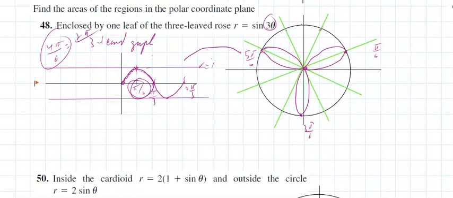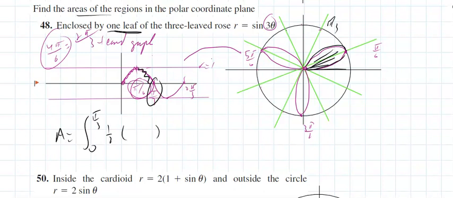Now, if I look at the area, it says find the area, equal to the integral of the polar. They only want one leaf. If I run from 0 to pi over 3, I've traced all of this. 0 to pi over 3 will do the trick. 1/2 r squared d theta. And r squared is sine squared of 3 theta.